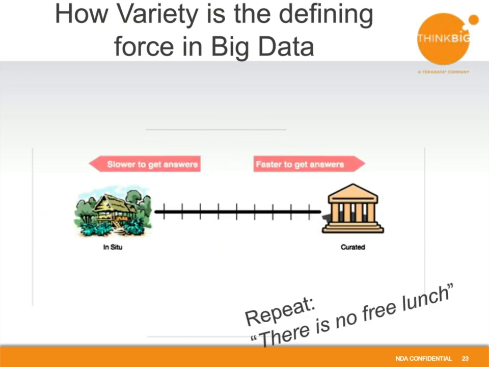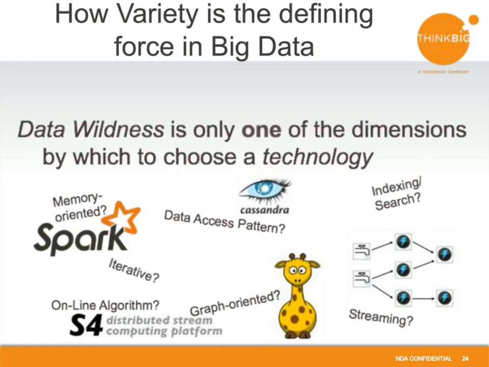As I said before, there's no real free lunch when you try to do this late binding. When you're looking at raw, late-binding schema on read, you're going to be slower to get your answers. As it's curated, modeled, and pre-calculated, you get much quicker response times. So there's always this big variety between the two choices. What's great about big data is that you have the flexibility to do it any way you want. So variety is the defining factor, but it's only one of the dimensions by which you choose a technology.